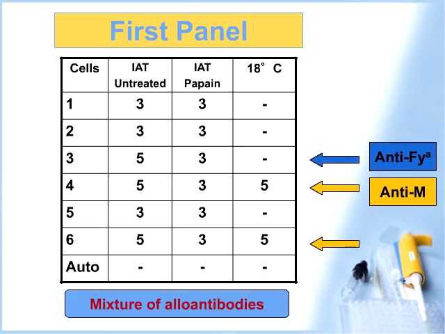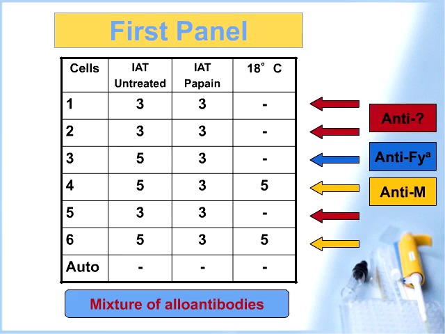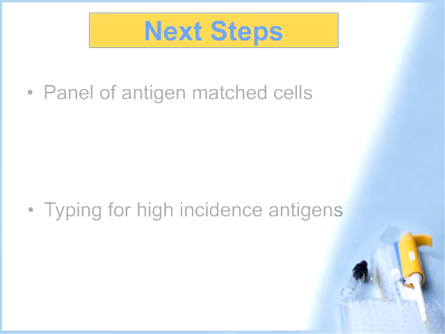And then cell 3 here, you can see there's a stronger reaction in the untreated IAT test, and there's some reduction in papain. This indicated that anti-Duffy was there, but there was also something else, and it was reacting quite consistently. Of course, there could be more than one thing, but it looked like something that was papain resistant, and it was reacting with all the remaining cells. So the next step with this type of test would be to test a panel of antigen-matched cells for the patient's common phenotypes.